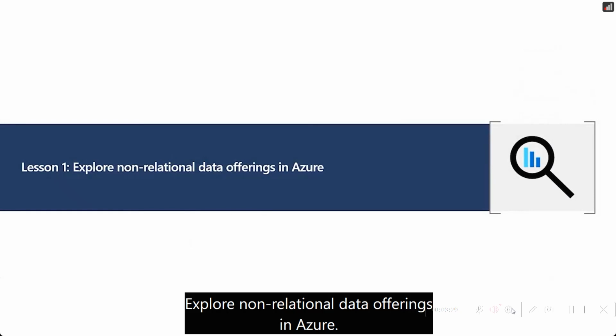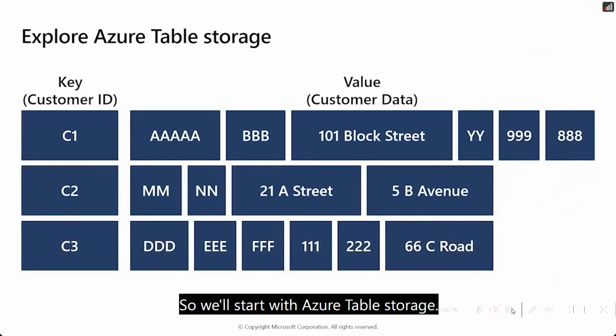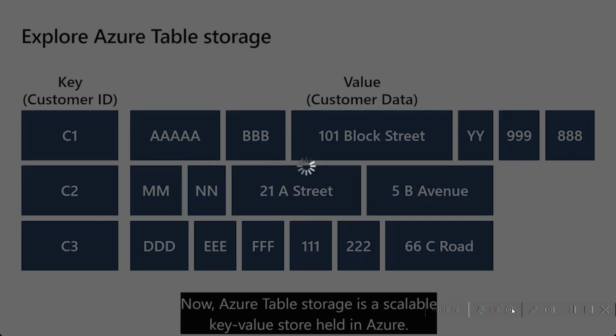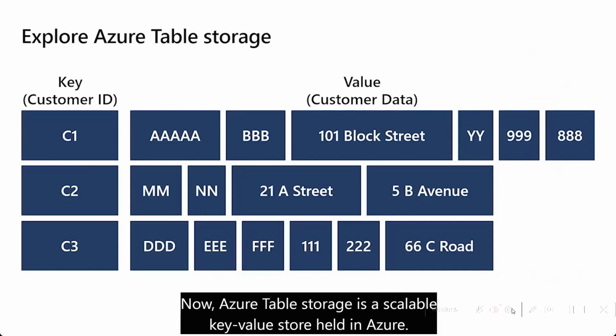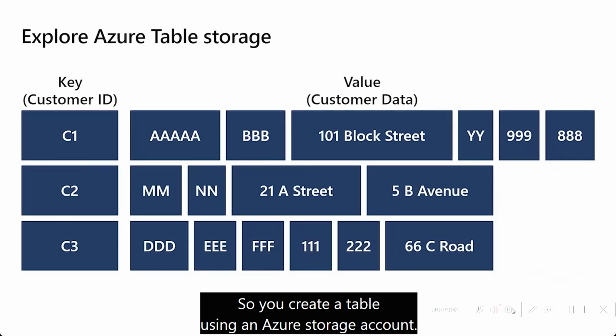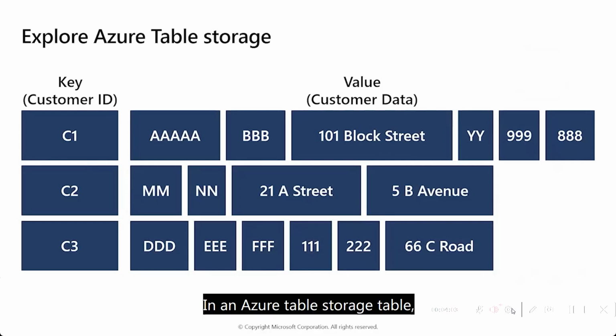Lesson 1, explore non-relational data offerings in Azure. So we'll start with Azure Table Storage. Now, Azure Table Storage implements the NoSQL key value model. So in this model, the data for an item is stored as a set of fields, and the item is identified by a unique key. Storage is a scalable key value store held in Azure. So you create a table using an Azure Storage account. In an Azure Table Storage table, items are referred to as rows, and the fields are known as columns.